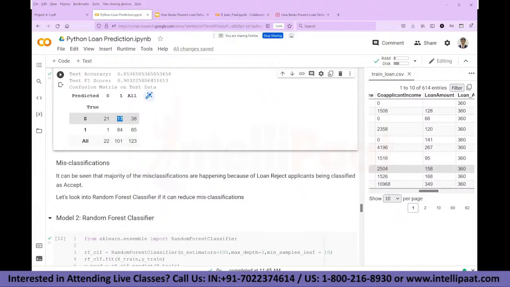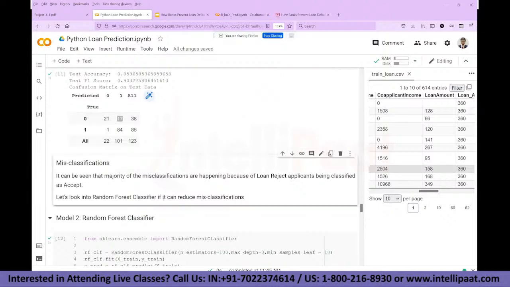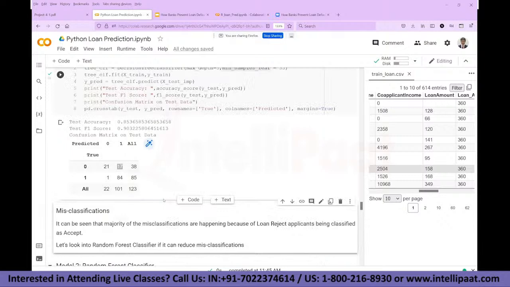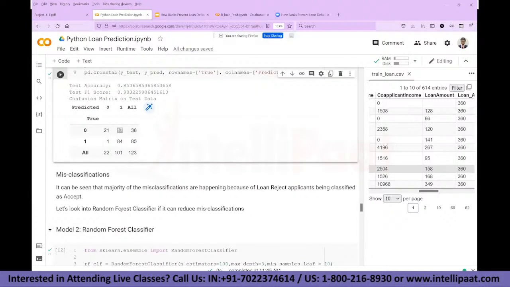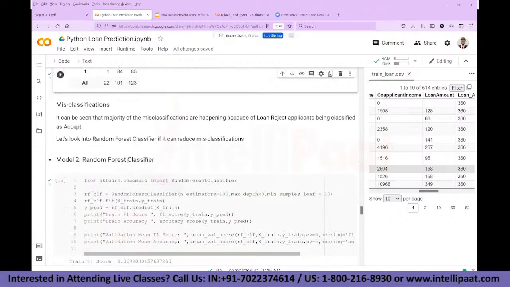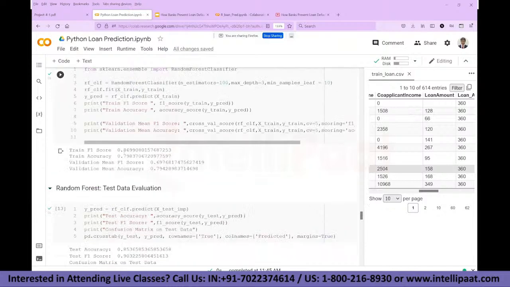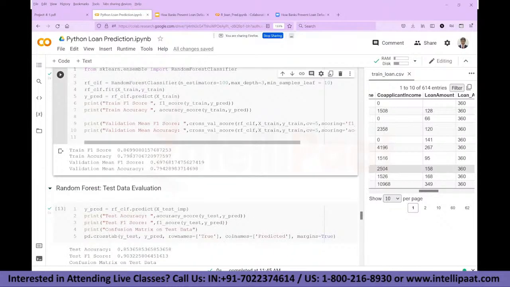So in this case, what I can do is either improve my model further by tuning parameters like max depth or minimum samples per leaf, or I could use another algorithm. Here I've used the random forest classifier, which is another algorithm apart from the decision tree classifier, and which can give me a certain level of accuracy. I'm getting 86% train F1 and 79% validation accuracy.